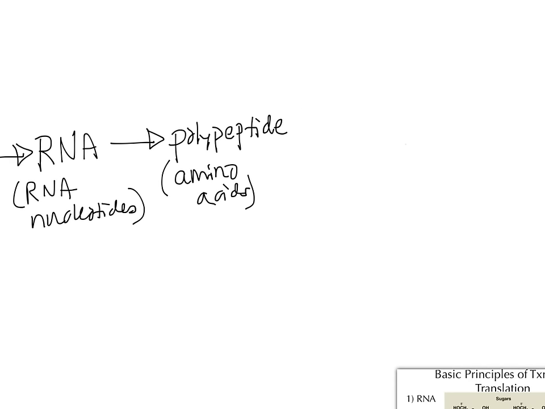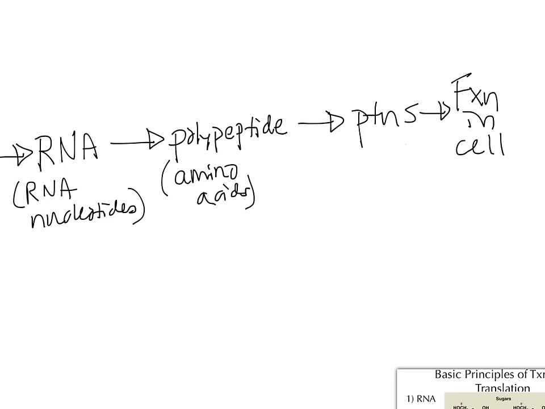And then the polypeptide ends up folding and getting modified, maybe coming together with other polypeptides, and it becomes a protein. And the protein has some sort of function in the cell, whether it's an enzyme, catalyzing reactions, or a structural protein, storage protein, a receptor in the membrane, many different functions there.